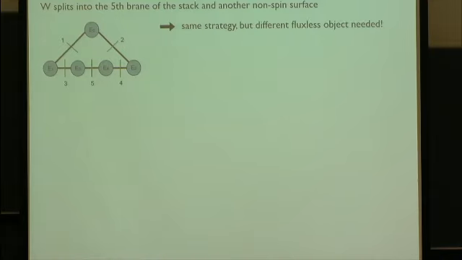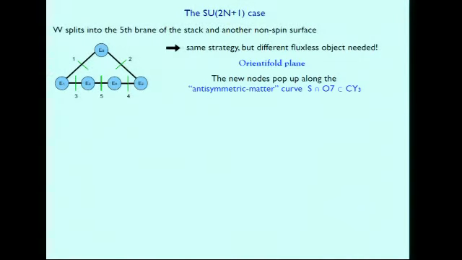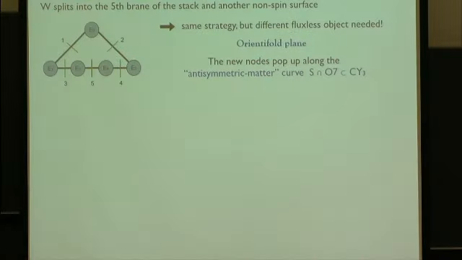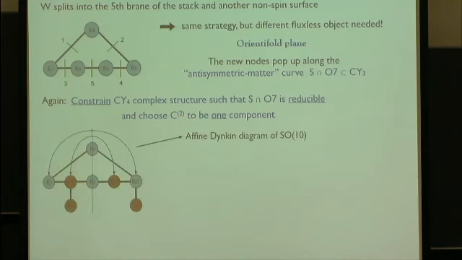We can use the same strategy, but we need essentially a different fluxless object. And what is this other fluxless object? There is a natural candidate in this case too, which is the orientifold plane. So we just have to change the matter curve. Instead of considering the matter curve with fundamental matter, we consider the antisymmetric matter curve, which is this intersection here. Again, we constrain the complex structure moduli space of the fourfold so that this curve is reducible. So we pick one component.